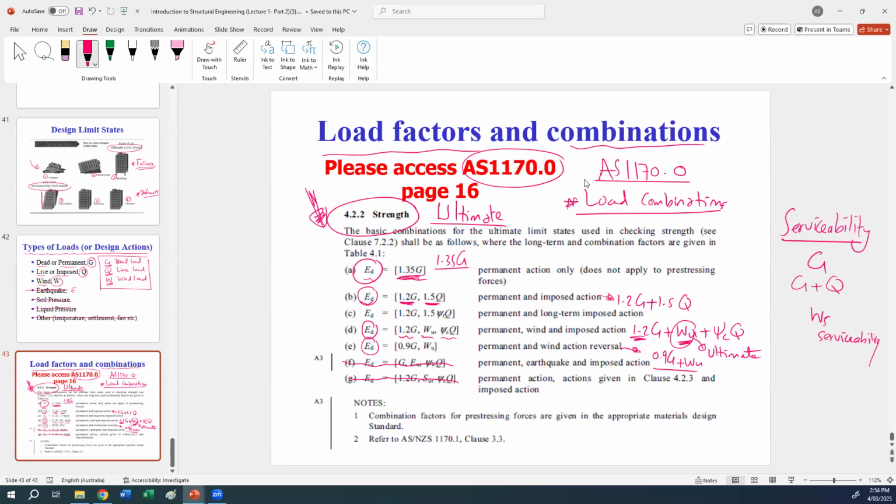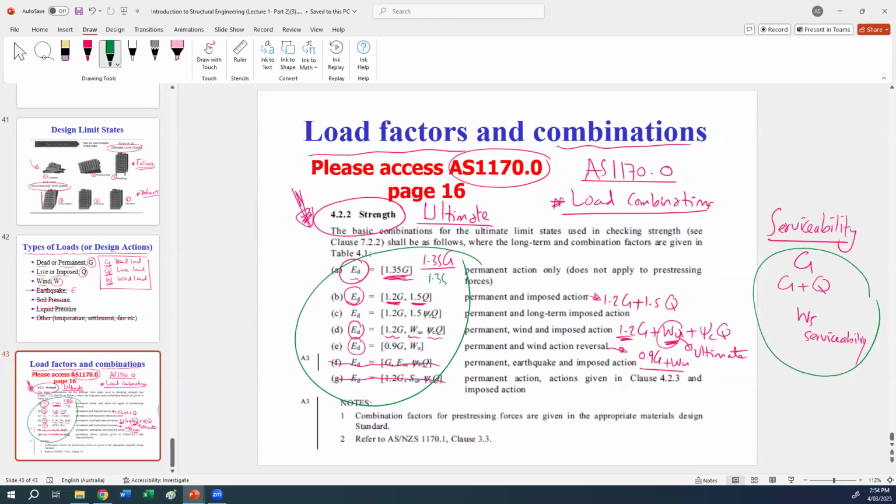For the ultimate limit state, we are dealing with factors more than one, so 1.35 G, for example. For serviceability, we are dealing with one. The factor of the load is one. We will go through this in the next lectures, so don't worry about that.